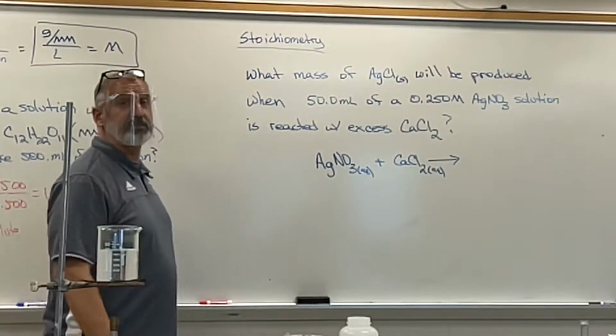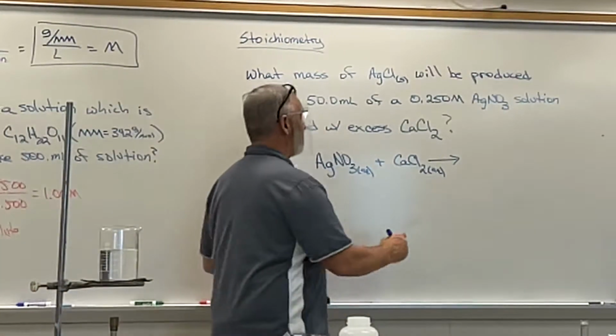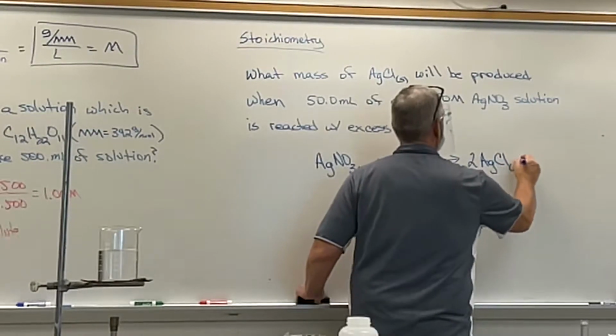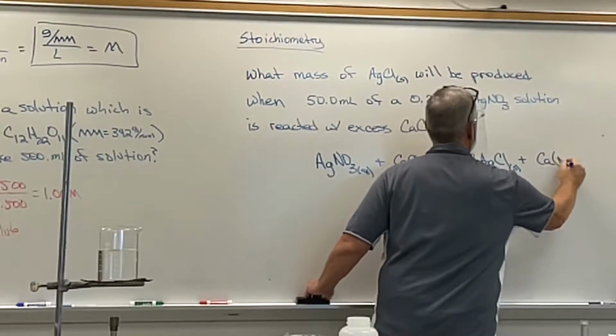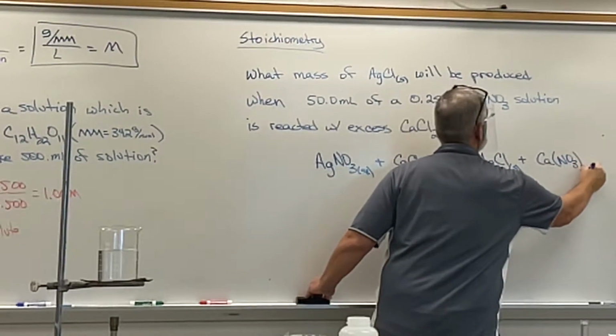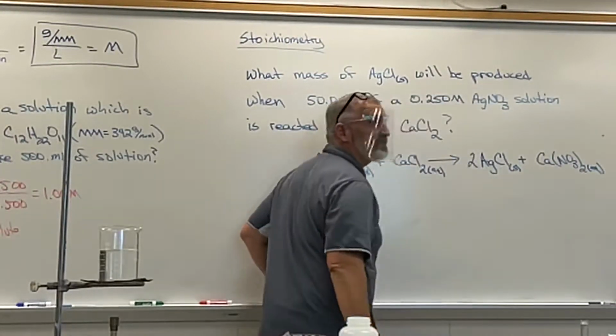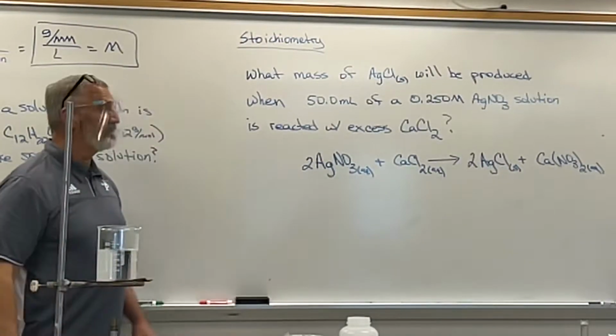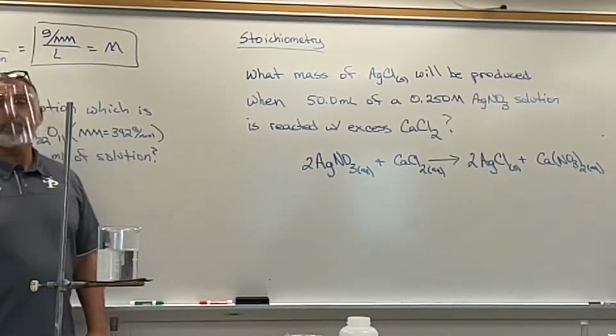Tell you one of the products. It's going to make 2 AgCl solids and calcium nitrate, Ca(NO3)2. I know that that's aqueous because it's a nitrate and all nitrates are soluble. I need a 2 out here. Okay, so that's step 1.